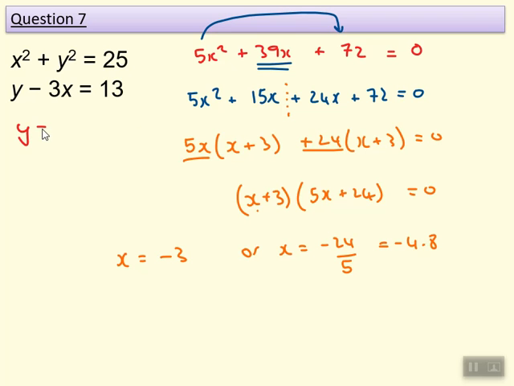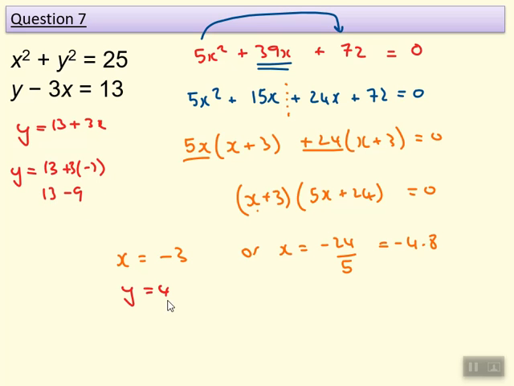So remember the rearrangement we had, 13 plus 3x. You've got to put both values of x into the equation one by one. So we're going to do the minus 3 one first. So 13 plus 3 times minus 3. Okay, so 13 take 9, which is 4.